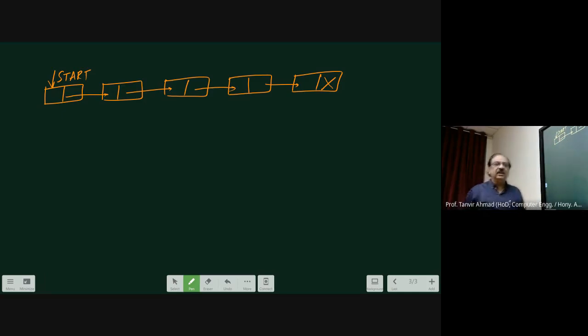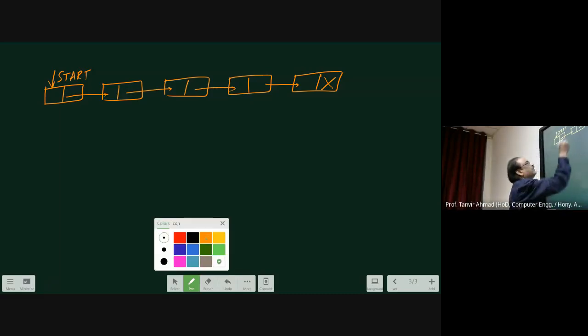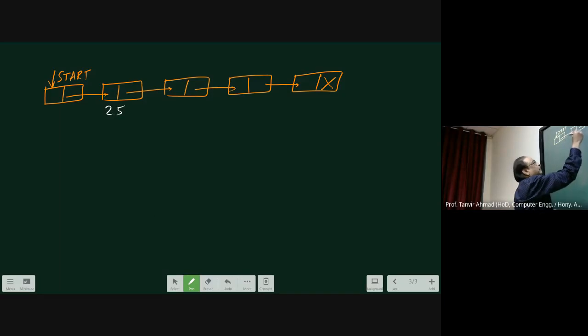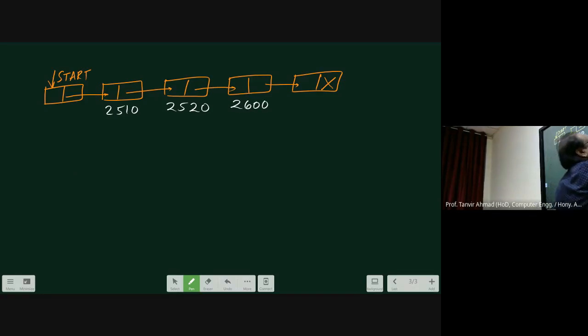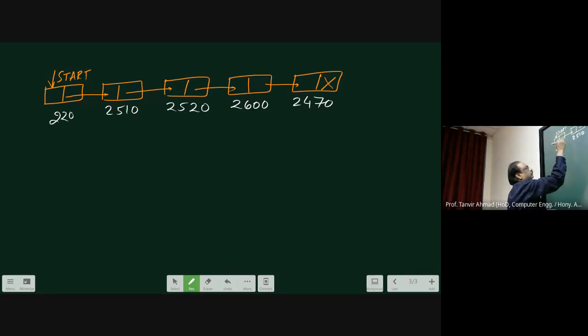Okay, this is a linked list which contains 5 nodes. You know that. Let me just try to show you some addresses. Maybe this address is 2510, this 2520, 2600, say 2470, say 2200, just by taking some hypothetical values.